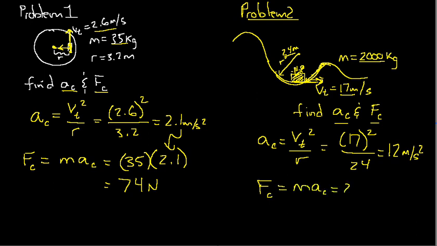The mass in this case was 2,000 kilograms times 12. So you do 2,000 times 12, you're going to get 24,000 newtons of force.